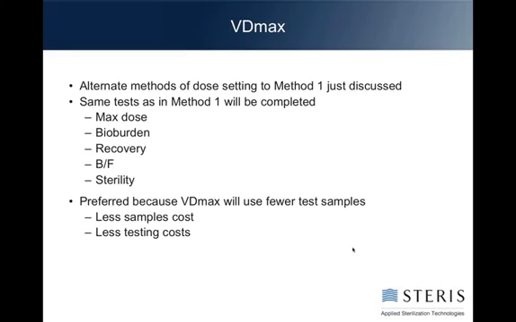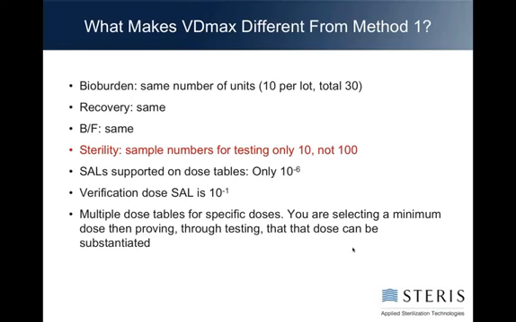The difference and the reason why many people prefer a VD max method is you will use less samples, which means you'll have less cost because each sample you test has an additional cost. And if your product is precious to you, you may not have very many samples to be able to do 100 for a sterility test in method 1.